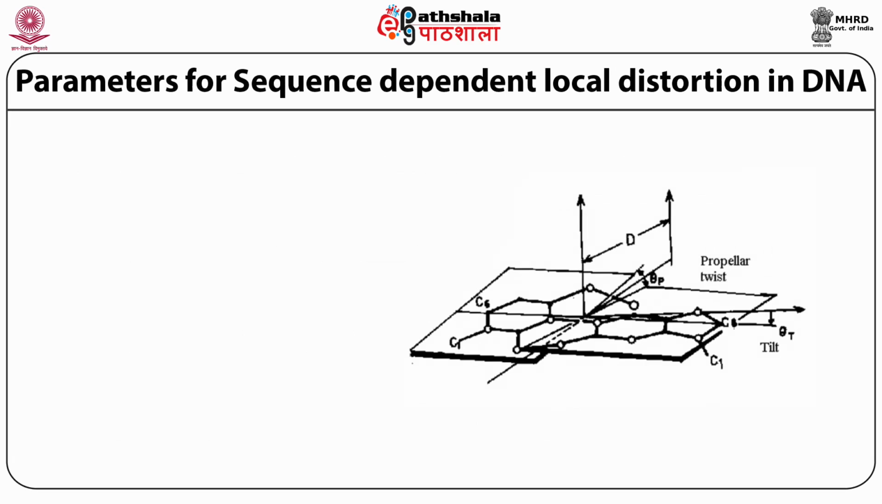And these parameters for different base sequences are different, which define the local distortion in the DNA structure. This is shown more clearly in this picture, where we show the propeller twist between the two base pair planes, twist angle, tilt angle theta t, and the roll angle theta r.